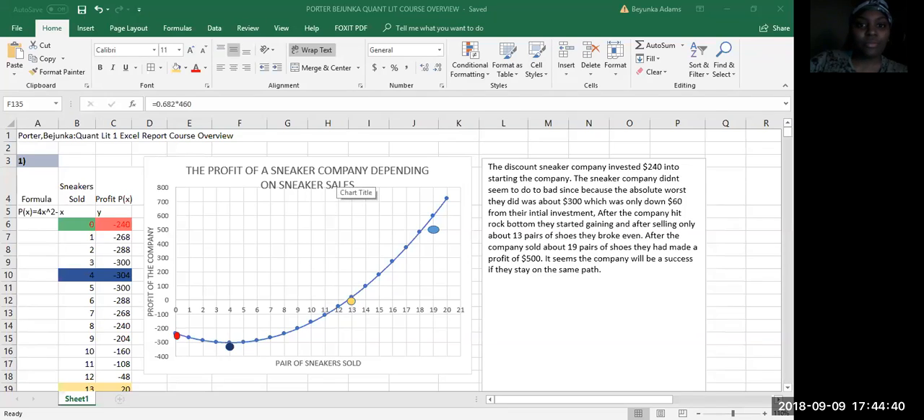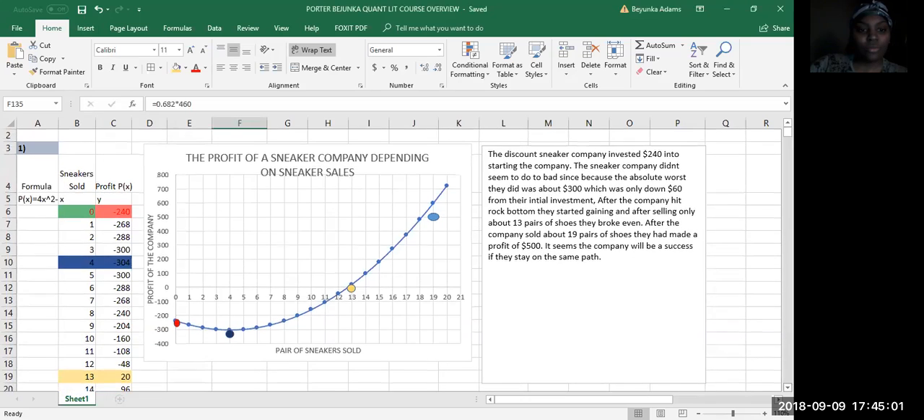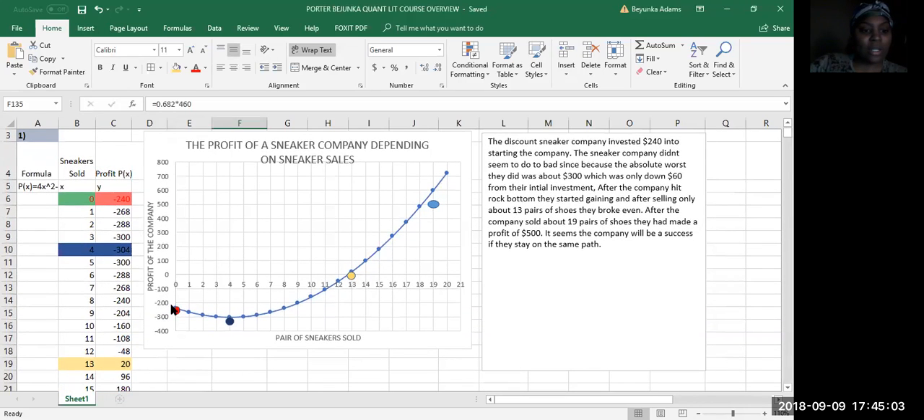Alrighty. Okay, for number one, we had to find the profit of a sneaker company depending on the sneaker sales. So basically, we use the table and the graph to go along with the formula. See, like right here, x is 0, y is negative 240.